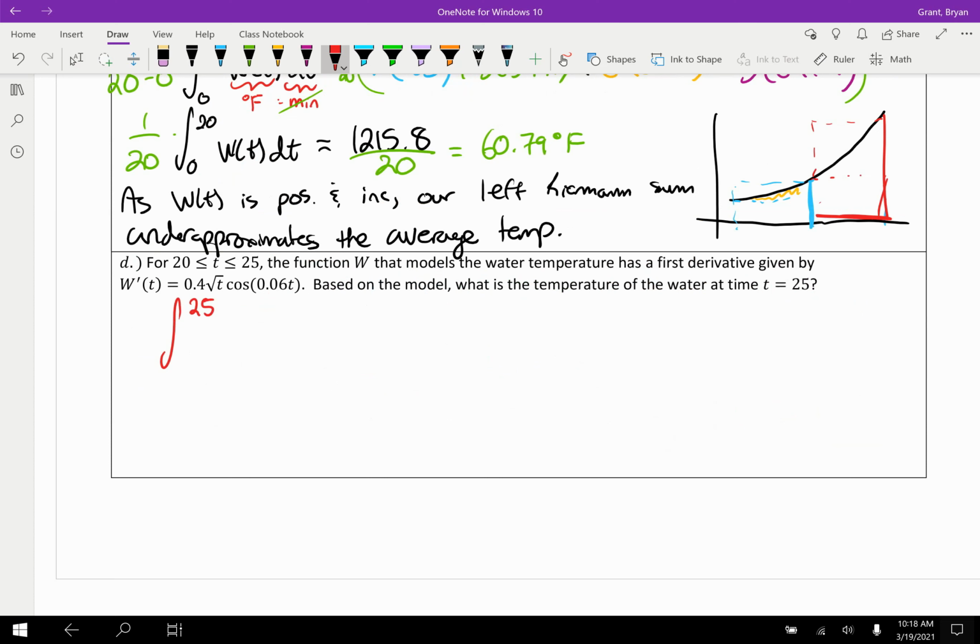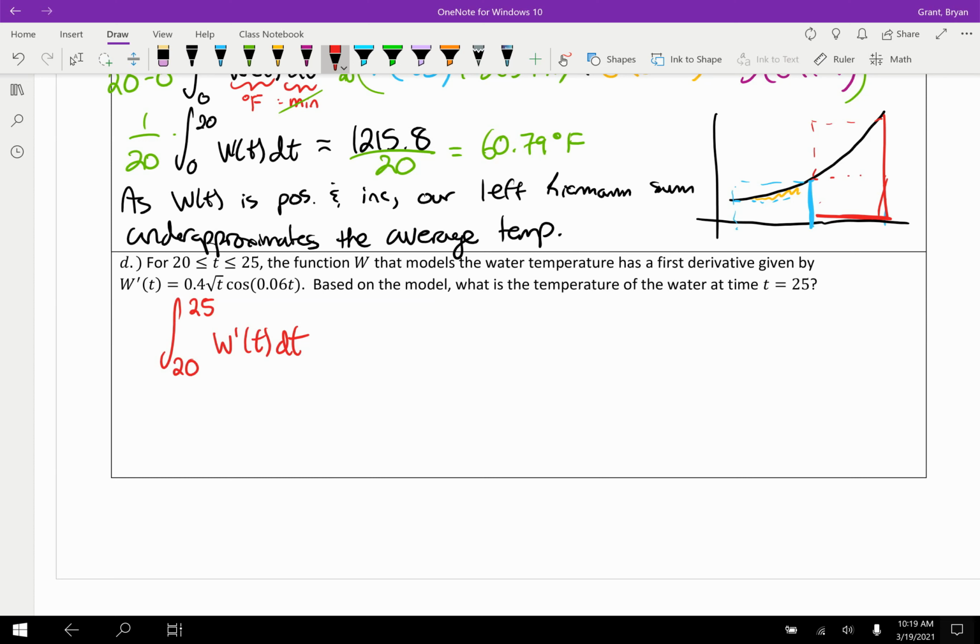Definitely 25, and since it says from 20 to 25, that probably seems like we're going to do the integral from 20 to 25 of W prime of t dt. But we don't just want to put this into our calculator, because this answer won't tell us what happens at a time. An integral always tells us what happens over an interval. This is going to sum up how the temperature has changed over these last 5 minutes.